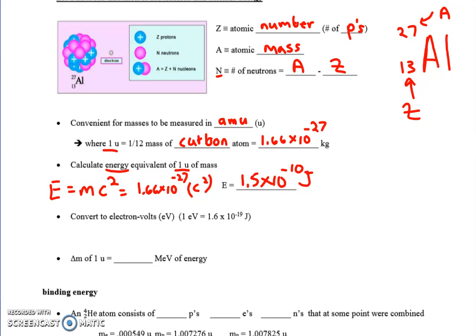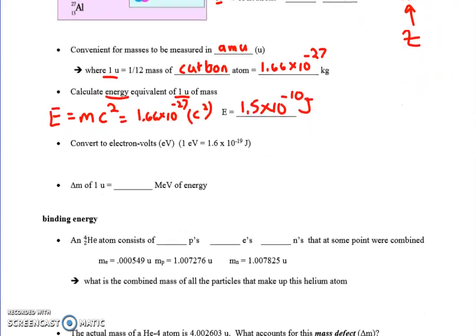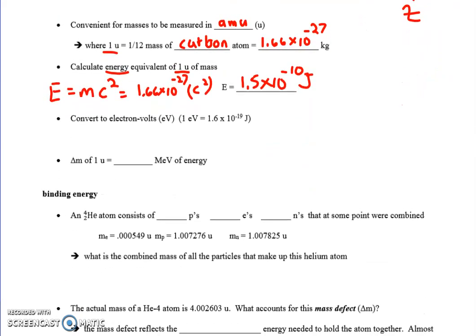So now, since this is such a tiny amount of energy, we want to go to our more convenient unit of energy called the electron volt. And if you recall, 1 electron volt is 1.6 times 10 to the negative 19 joules. We can convert this number right here into electron volts. And again, that's pretty straightforward.